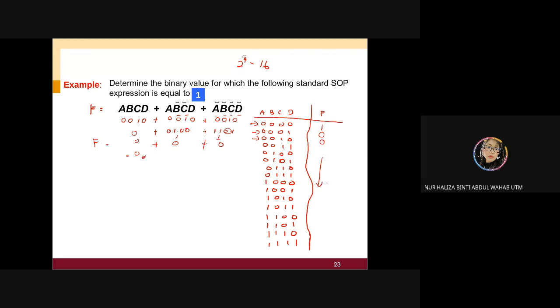So you can try to do all. I think it's very easy for you to just convert the value and follow whether there is a bar or there is no bar. Then you try to check your answer. Is it correct or not? So that is on manually, one by one.